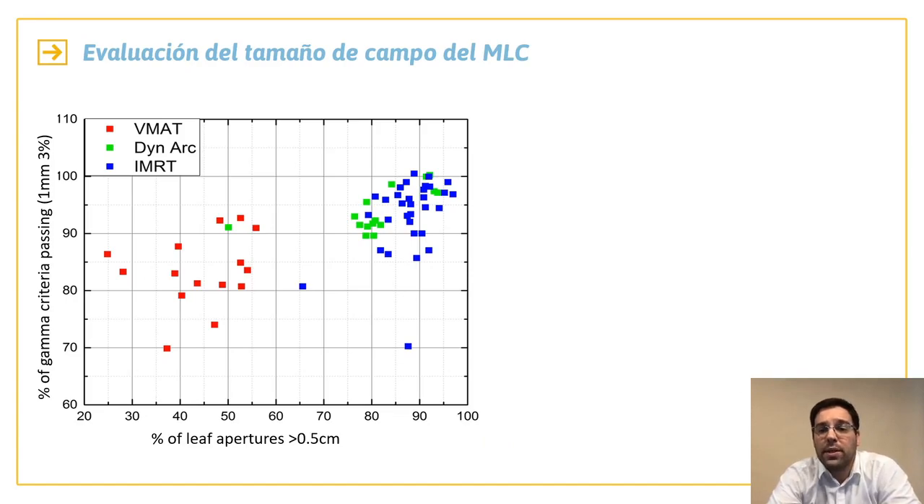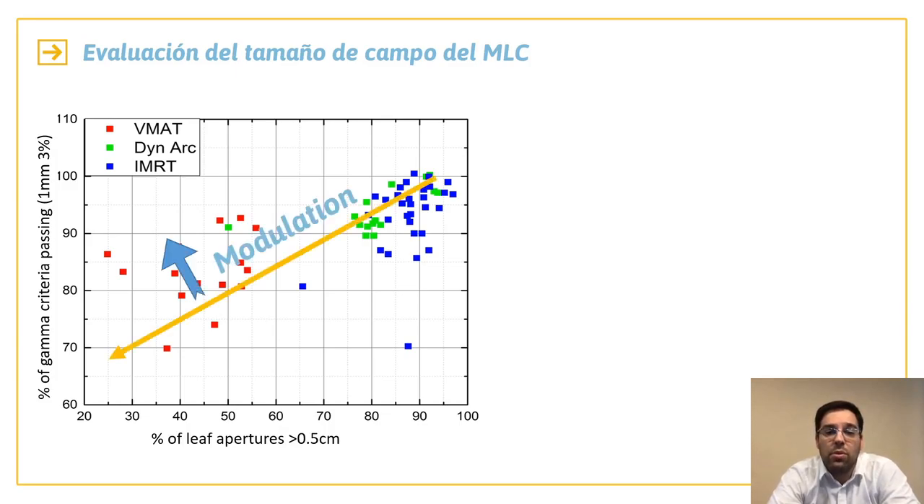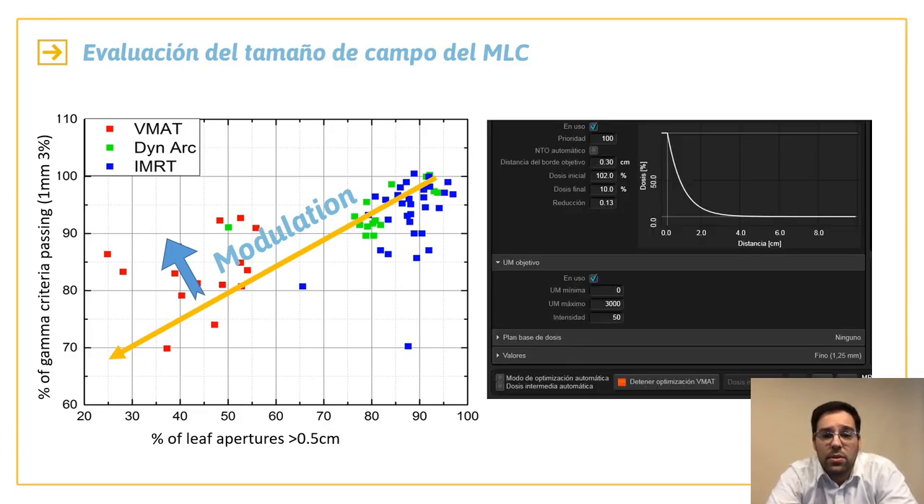Then we compare the percentage of gamma passing with our score, and we see the correlation between the modulation and the passing rate. The higher the modulation, the lower the passing rate in patient-specific QA. In later studies, we noted that in this thesis, we overused the normal tissue objective tool that Eclipse has in the optimizing process to obtain highly modulated treatments.